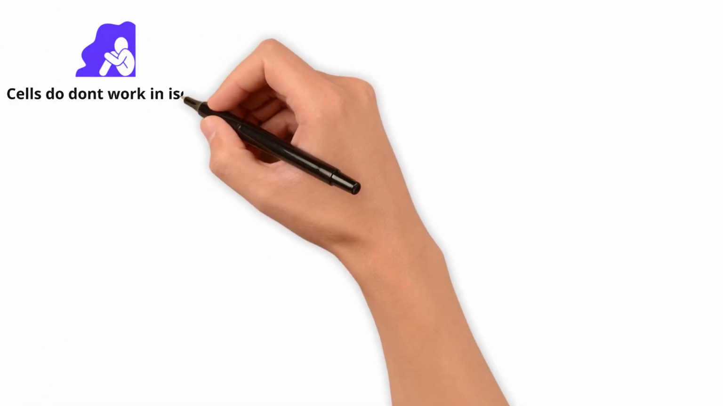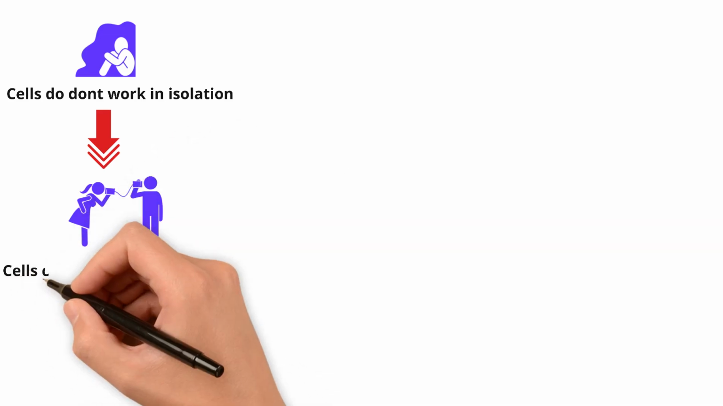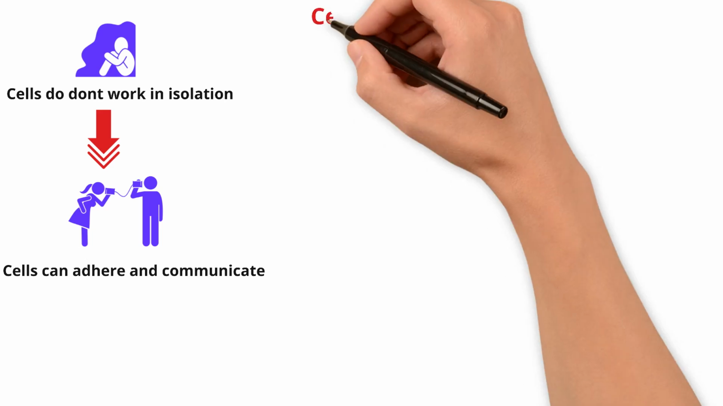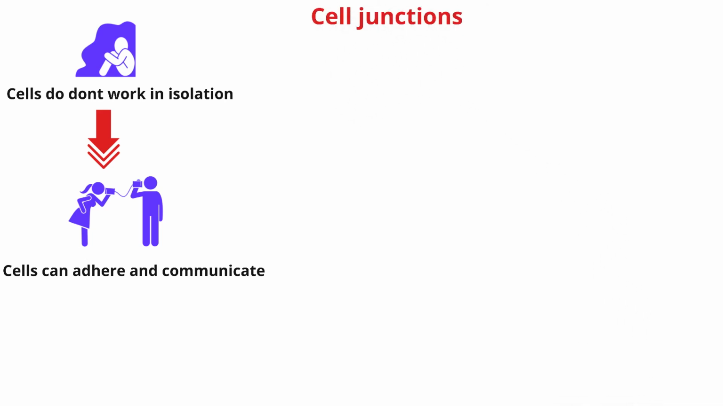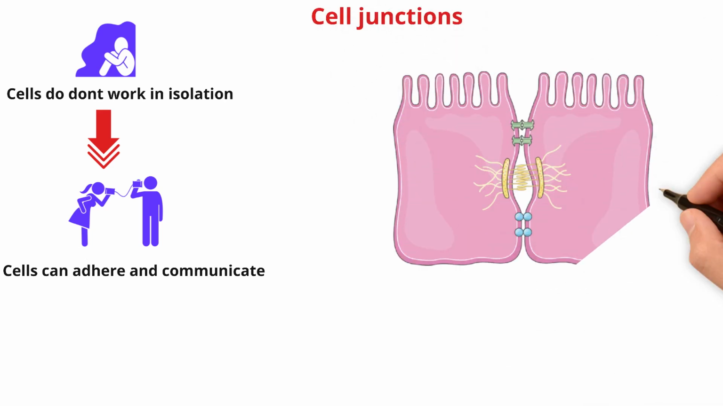In the world of cell biology, cells within tissues do not function in isolation. They communicate, adhere, and form barriers to maintain the integrity of organs. Cell junctions play an essential role in maintaining the structural integrity and functionality of tissues.